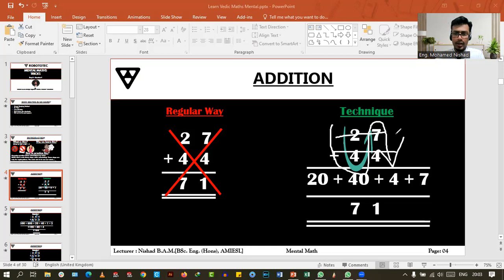We add 20 plus 40, so then it will be 60. Then we add this 4, and it will be 64. After that, we add this 7. So altogether, it will be 71.